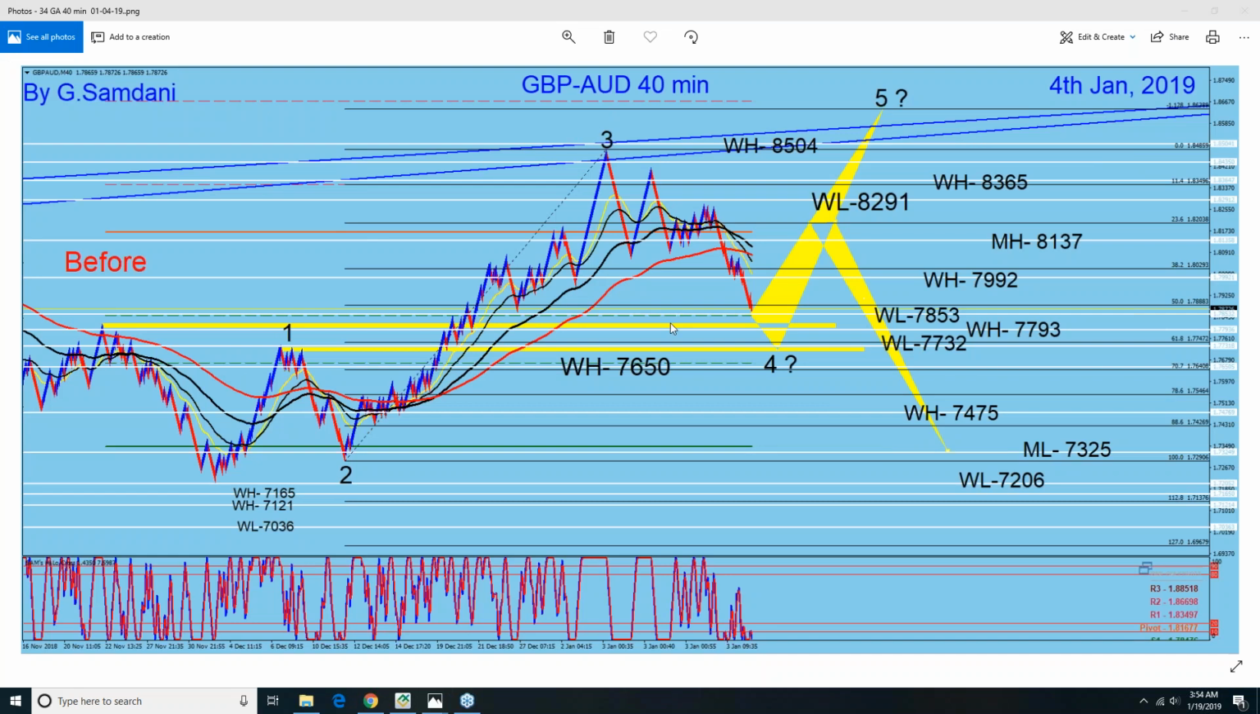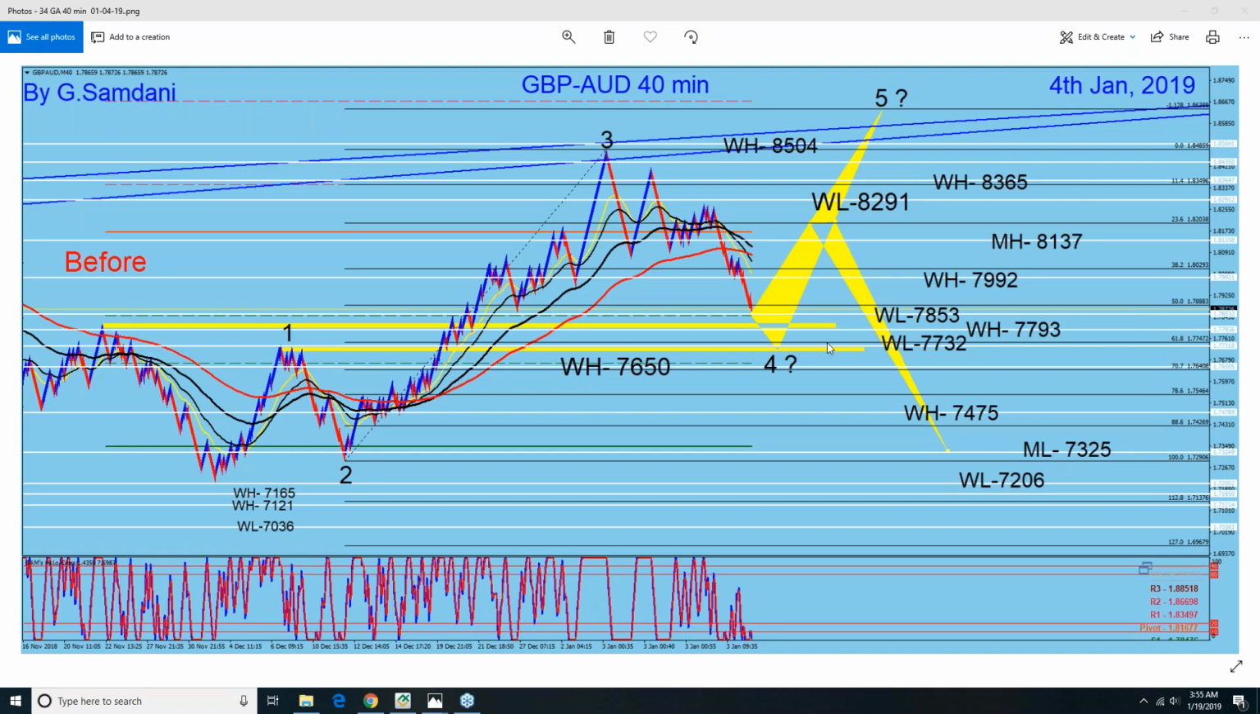So let's get started. What I want to show and share is how the analysis on my 40-minute chart and then taking the trade on the 20-minute chart works. This is a 40-minute GBP/AUD chart I made on January 5th and sent out to my subscribers.